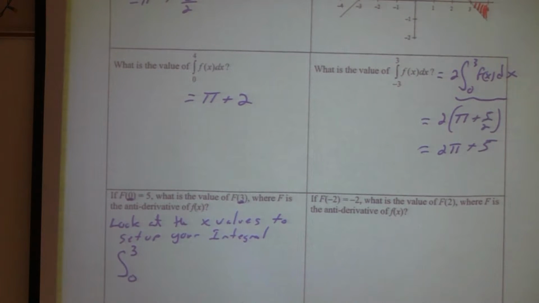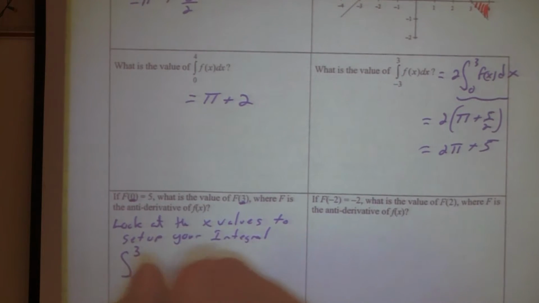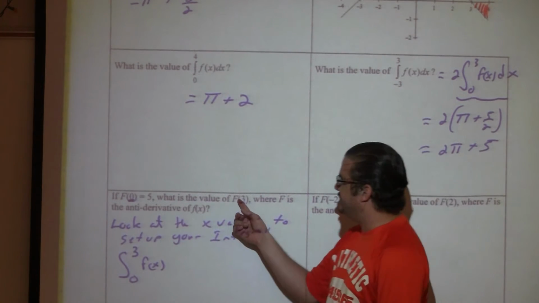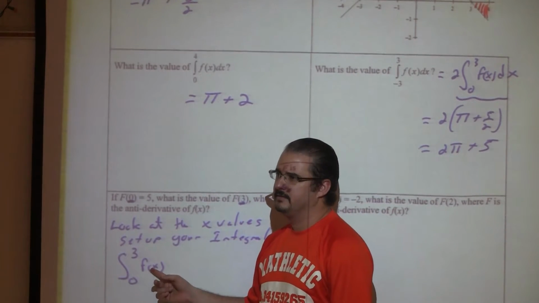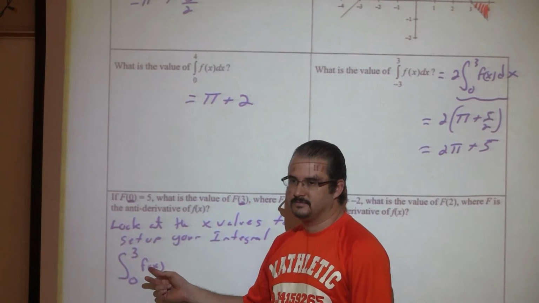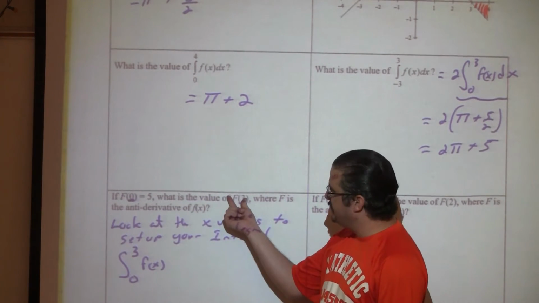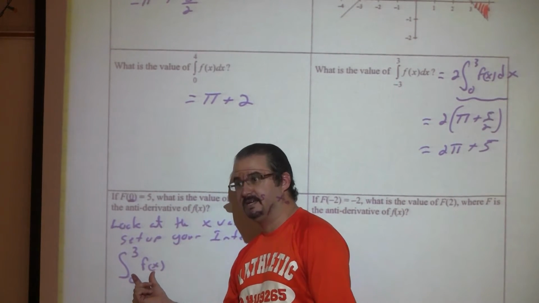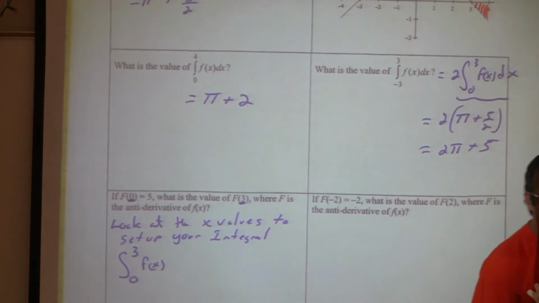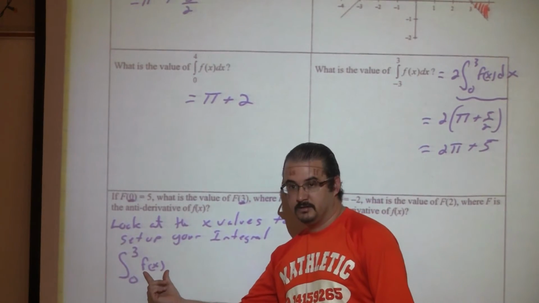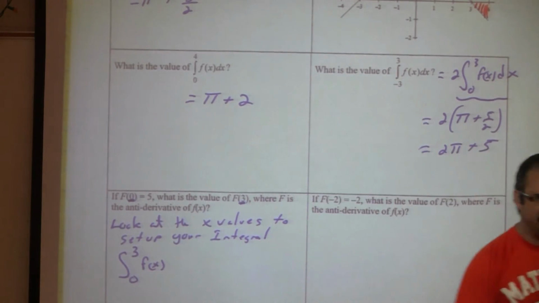Of what? Of capital F of x or of little lowercase f of x? Lowercase. So what if this was lowercase f of x? What would this one have to be? What if this were lowercase f of x? What would I have to put here? F prime of x, right? If this were f prime, then what would this have to be? F double prime. Do we understand?